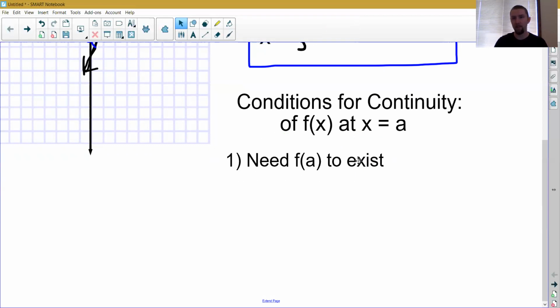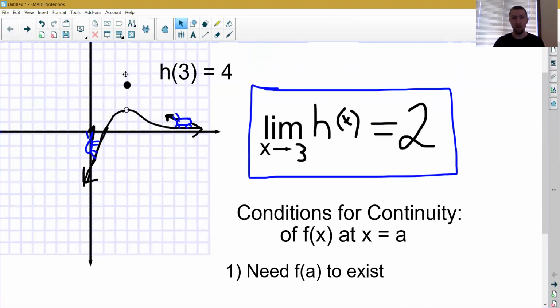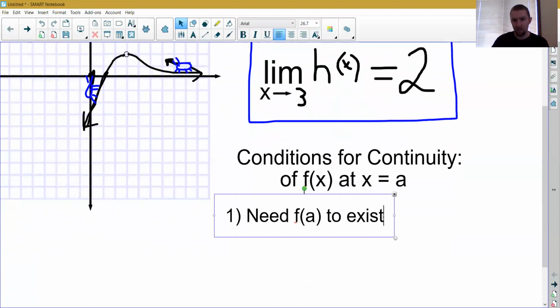If you don't have a point at that x value, then obviously the function is not continuous there, right? So think back to g of x, when we didn't have this point, right? We just had a random hole in the graph. If the point doesn't exist at that x value, if there is no point at that x value, then obviously our function cannot be continuous, okay? So if it fails that first one, right away, not continuous, okay? So we need f of a to exist. That's number 1.